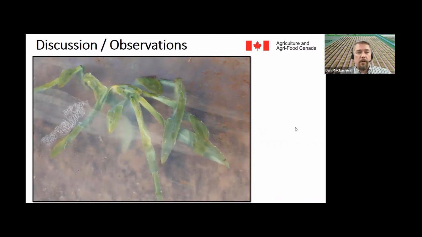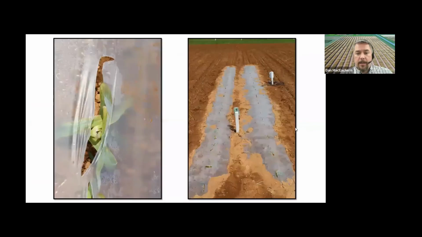So some general observations and some discussion. I'd like to talk about this plastic briefly. And so this row cover plastic, essentially what it does is create greenhouse conditions on top of the soil. It's warm and humid, and it creates a nice growing environment at rooting depth.